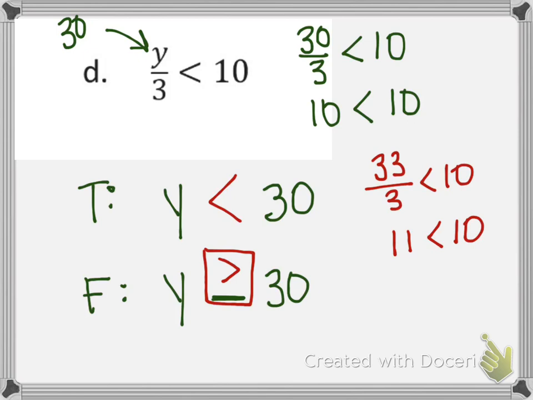Let me just try one to be safe. Let me put a 21 in for y because 21 is less than 30. So 21 divided by 3 is less than 10. 21 divided by 3 is 7. 7 is less than 10 is a true statement, so it's exactly what I thought. It's true when y is less than 30.